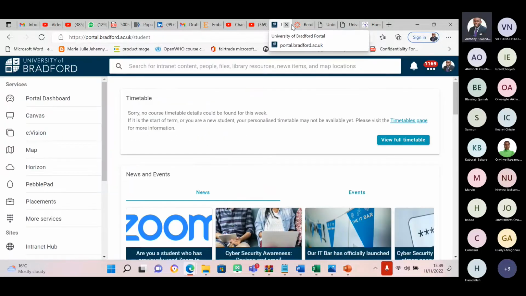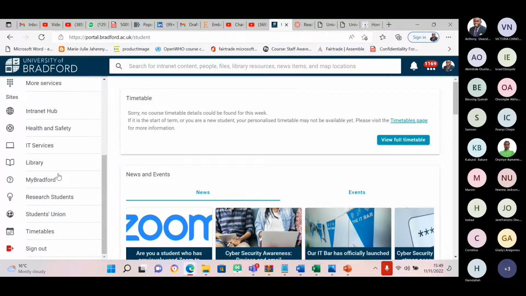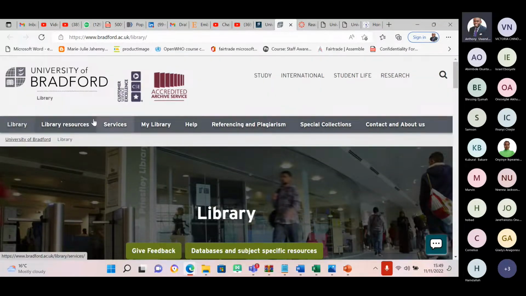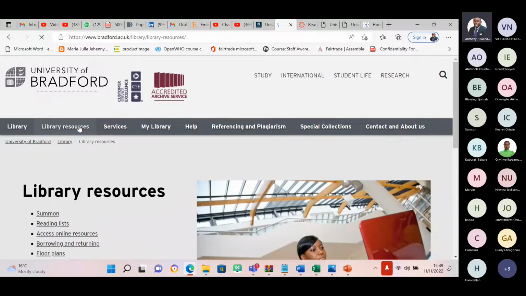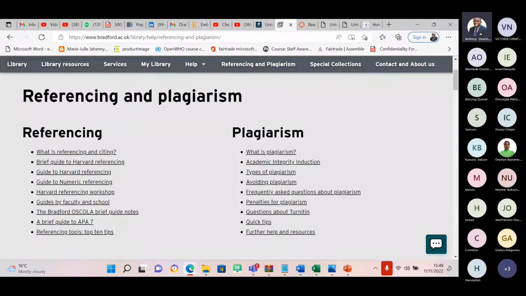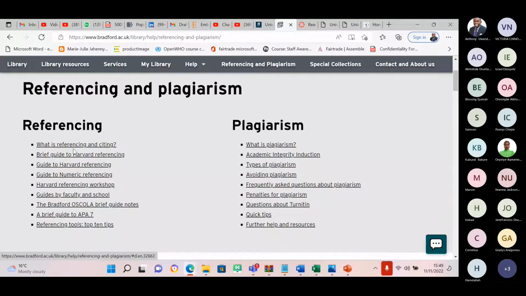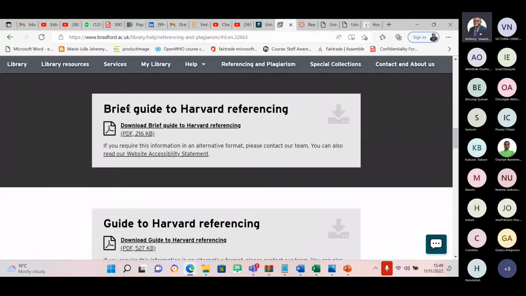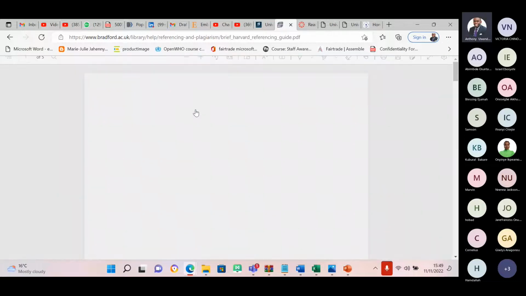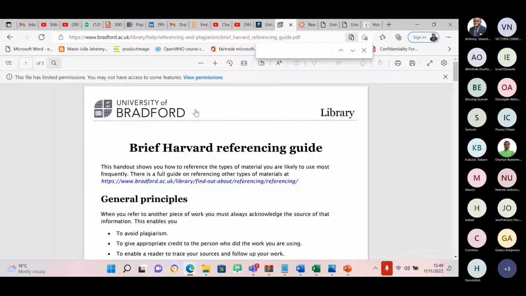Want to know about secondary referencing, how to reference an author? Maybe you could not see the original, but you want to reference that original, but you didn't see it, because maybe it's paid. Let's go to referencing here. You see the guide to Harvard referencing, brief guide. So there is a brief guide and there is the full guide. If you download any of them, let's open this one and see. Let's search for secondary referencing. For F, type secondary.